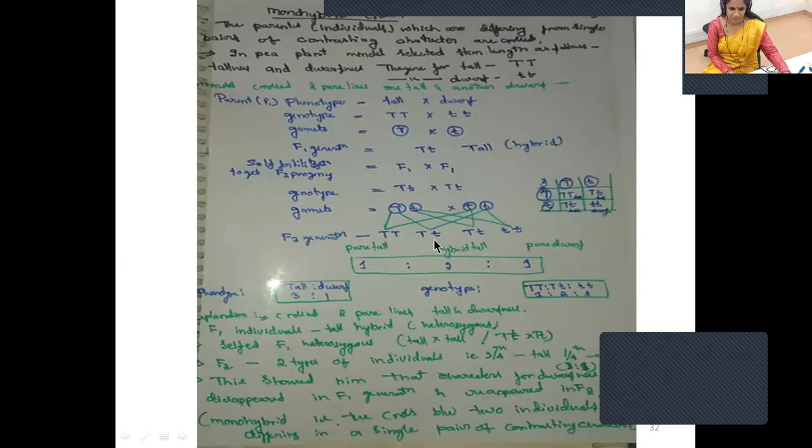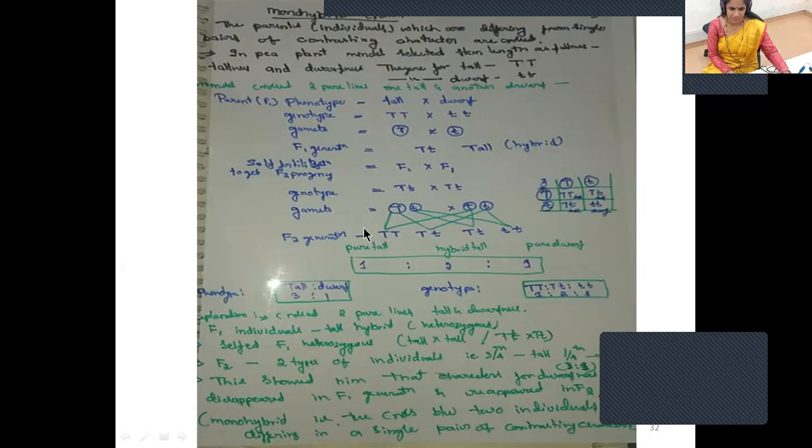So how many tall? 1, 2 and 3. Okay. So when you take the phenotype, tall to dwarf is 3 is to 1. When you take the genotype, this is the pure tall. This is the homozygous tall, which is 1, and heterozygous tall is 2. Homozygous dwarf, pure dwarf, is 1. So this is the genotype. Okay, 1 is to 2 is to 1. This is the phenotype and this is the genotype.